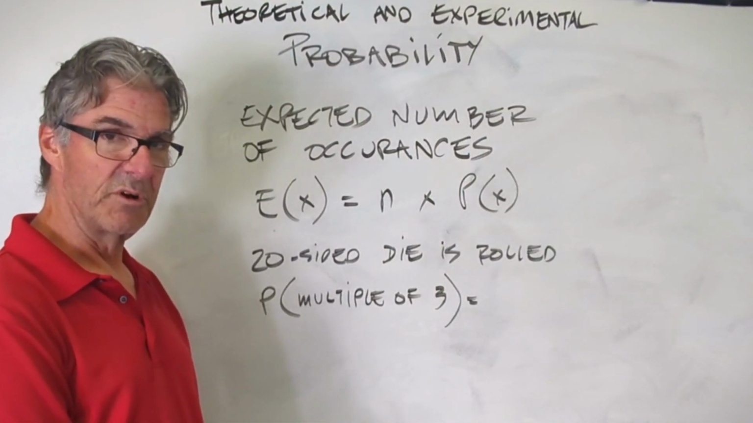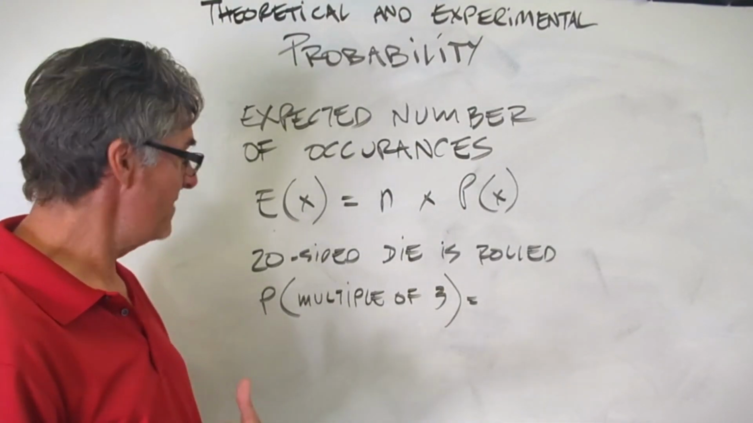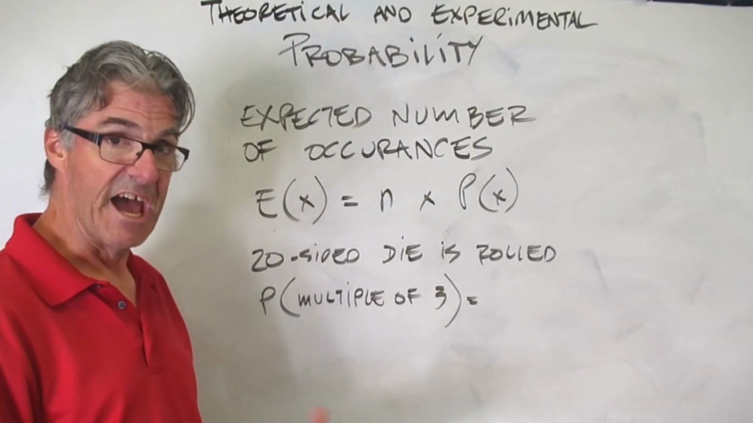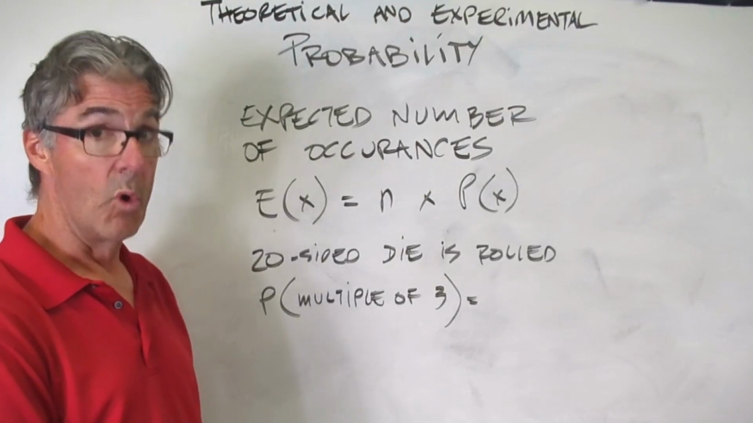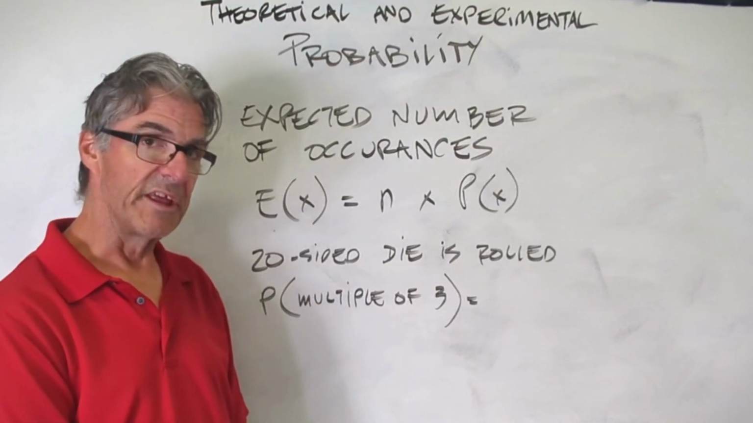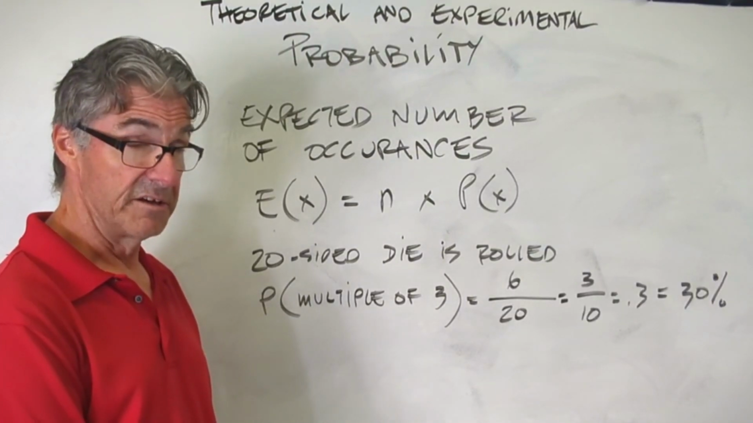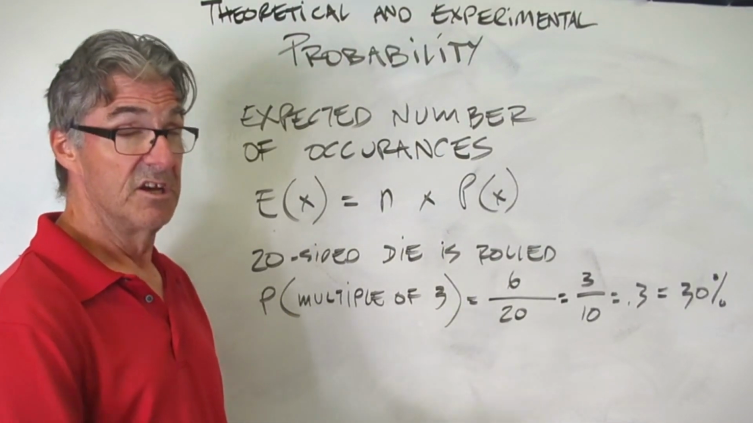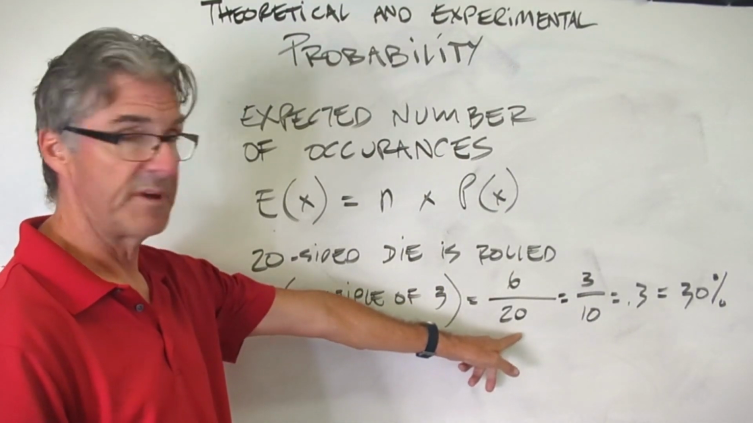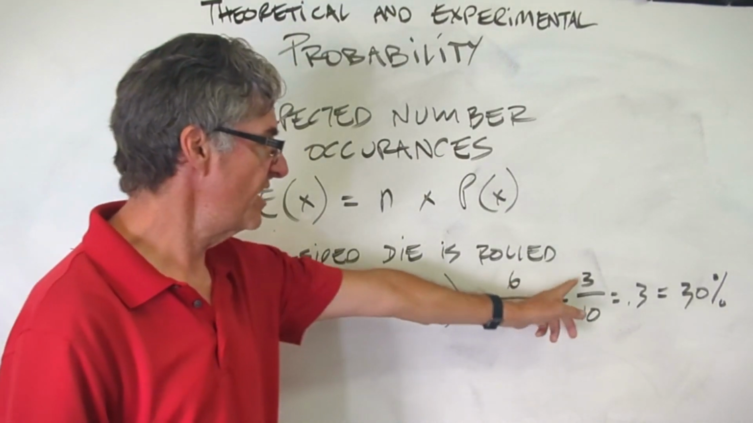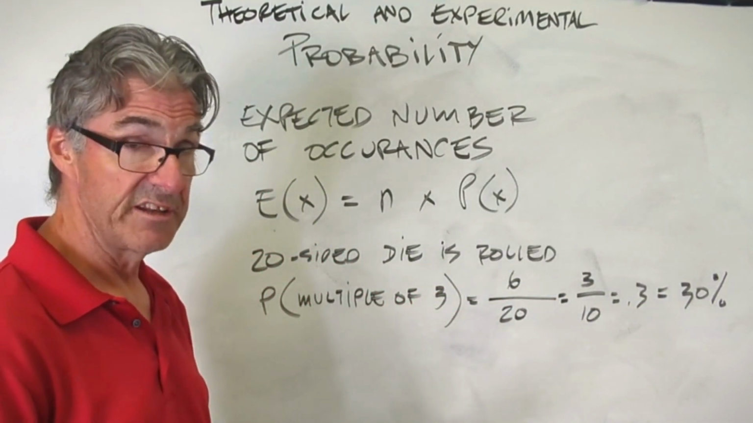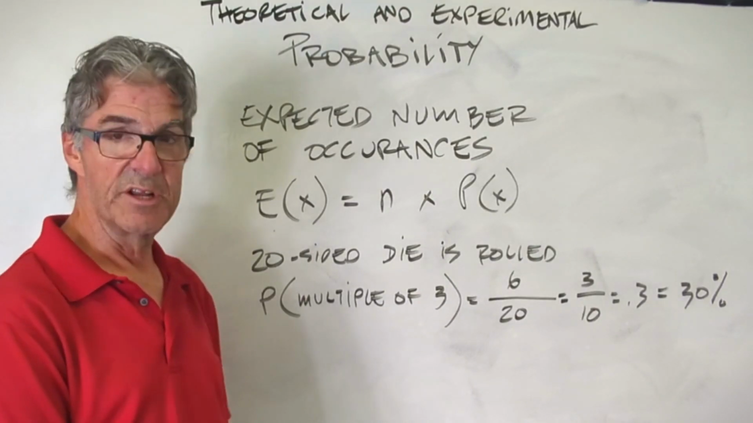Okay, let's warm up for this one with a slightly different die example. Now we've got a 20-sided die. It's like maybe a Dungeons and Dragons kind of die, and it's got sides numbered 1 through 20. So what I want you to do first off is calculate the probability of rolling a multiple of 3. Okay, so there's 6 multiples of 3 when you count from 1 to 20. So that's 6 out of 20. That's our sample space. We can have 20 different rolls. That reduces down to 3 over 10 or 0.3 or 30%. So the probability when you roll a 20-sided die of getting a multiple of 3 is 30%.